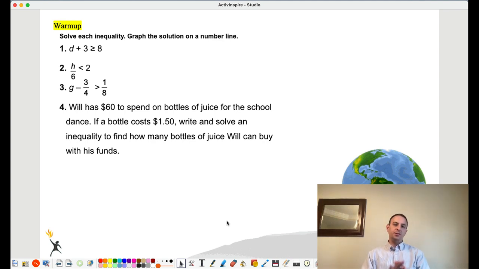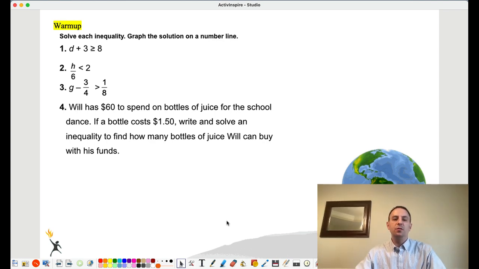What I want you to start with is to solve these inequalities. These are just one-step inequalities. You'll have to create your own number line. I'll give you about 3 minutes to do that. So you can go ahead and pause the video, and when everyone's had a chance to do it, you can go ahead and check your answers against the video.